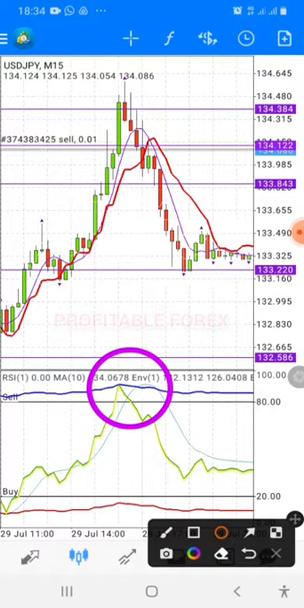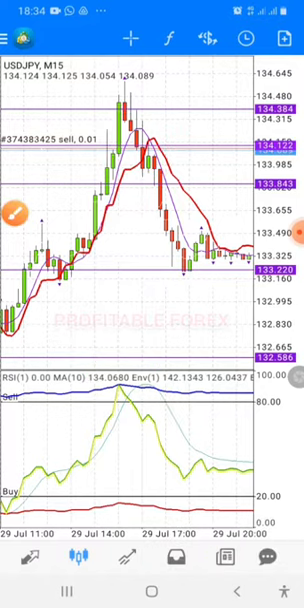Now after this confirmation, make sure you confirm in your main chart also that the moving average and the Ichimoku are crossing over. After this confirmation, you can enter a trade. So what if you want to enter for a buy? It should be the opposite.